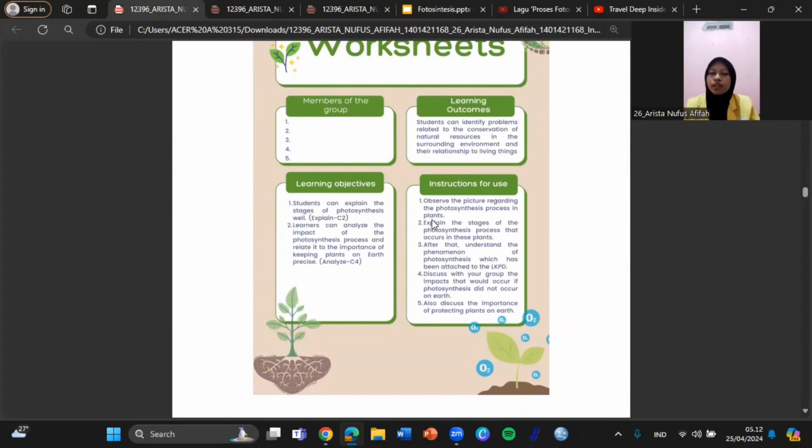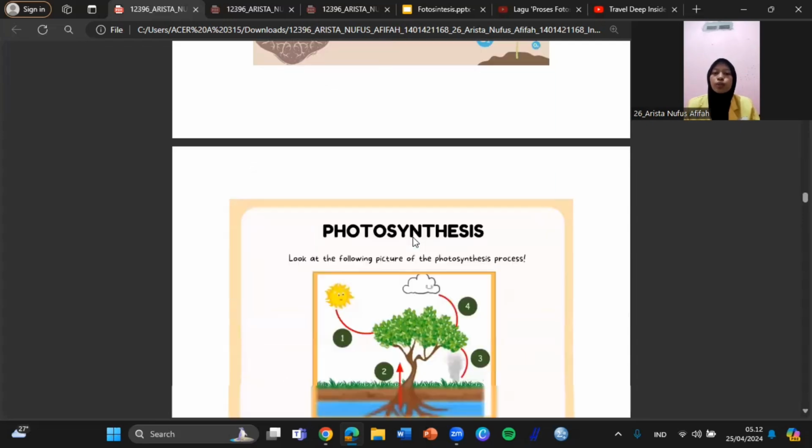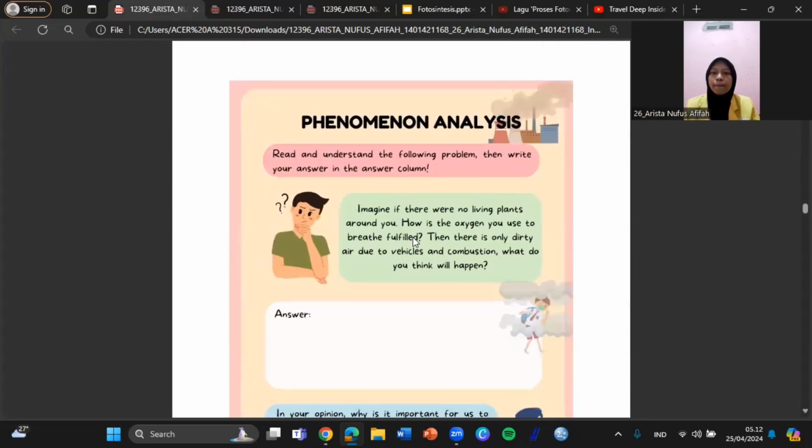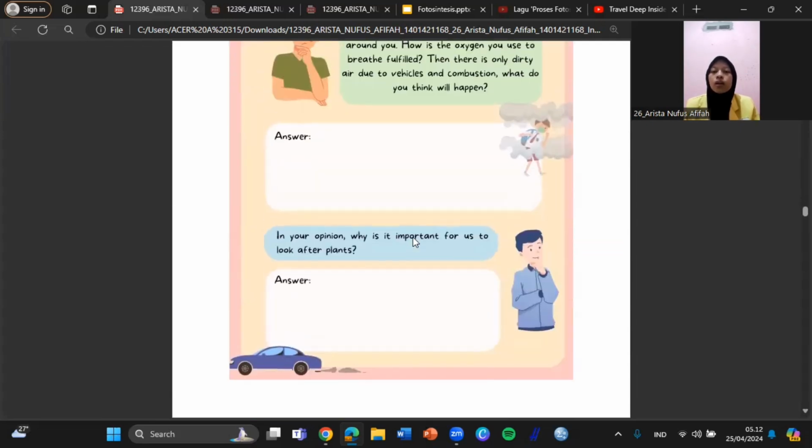Do you understand? Or do you have something to ask? Now, start discussing with your group friends to complete the student notes. Your time for discussion is 10 minutes. Then the result of one group's discussion will be presented in front of the class.